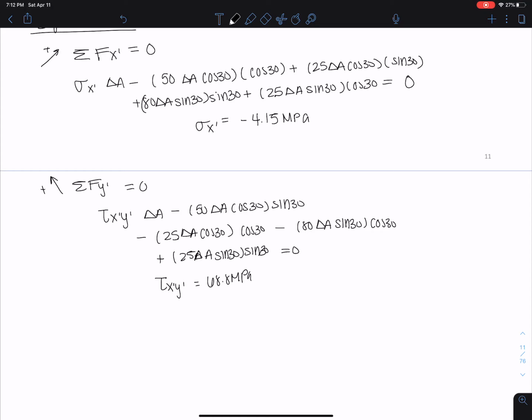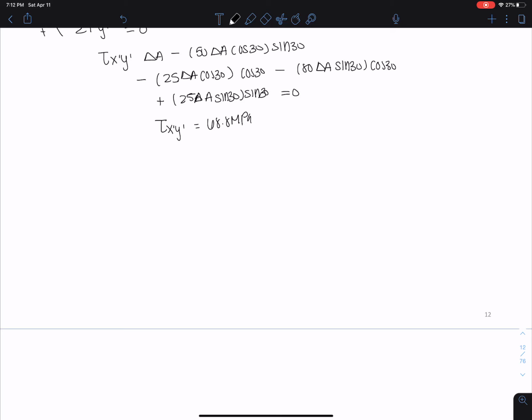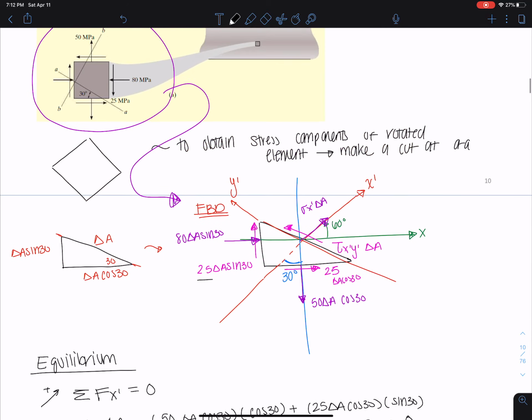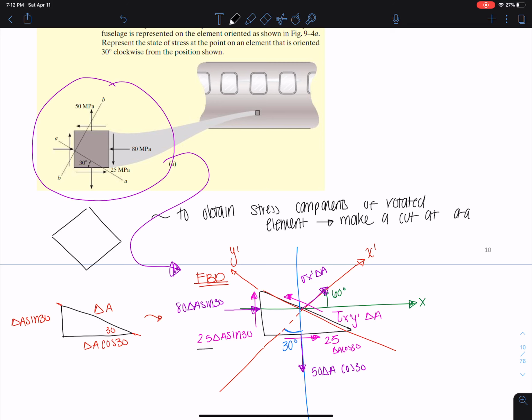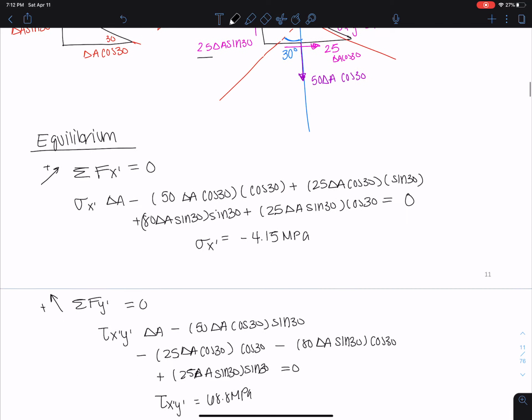Okay, so now that we have that information, we basically need to draw what's happening on this element. Let me scroll up actually. We have figured out what's happening on the AA plane. And now what we need to do is section it on the BB plane. So we're going to redraw everything for the BB plane and then repeat all of these vector analyses for that plane now.